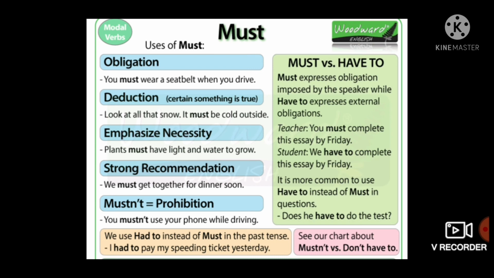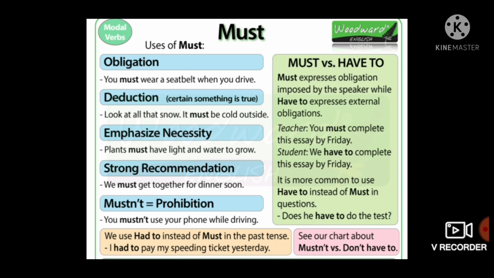Emphasize necessity. So we're expressing the necessity. The plants must have light and water to grow. Yeah. So light and water is very necessary to plants. The strong recommendation. We must get together for dinner soon. So we'll express the strong things. The recommendation we can use must, or for the compulsory one.